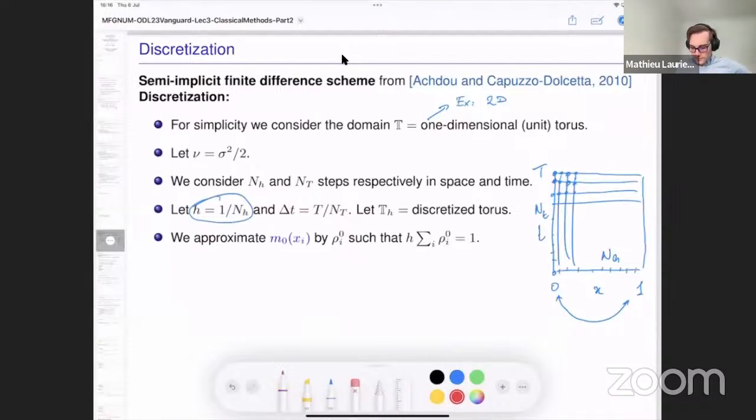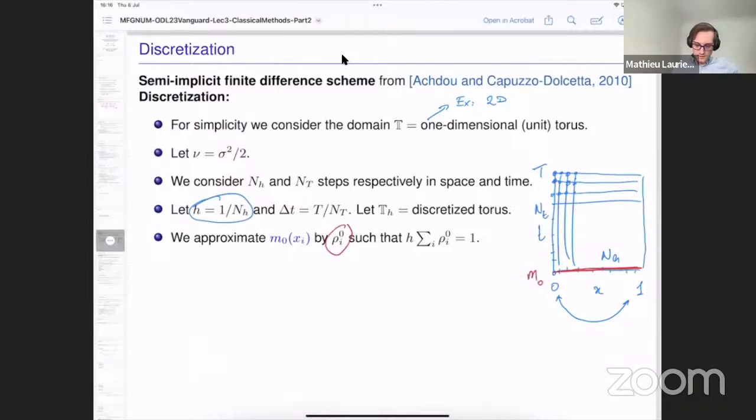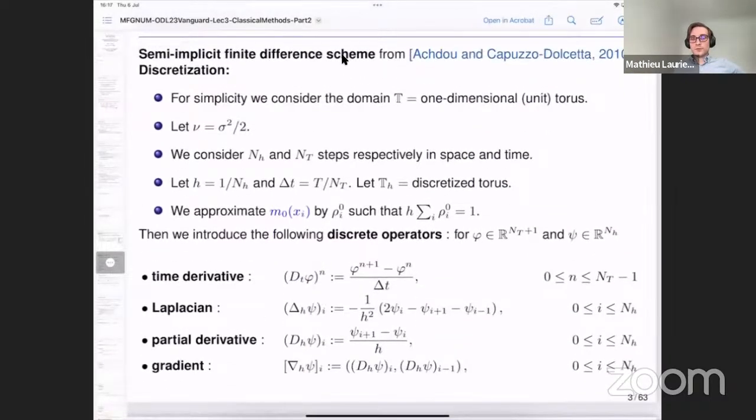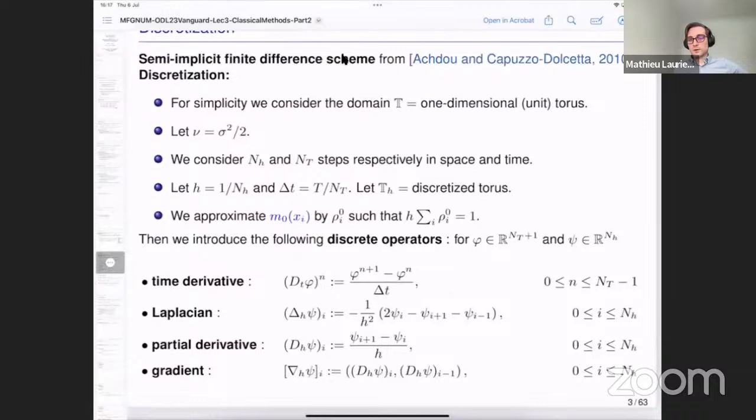Remember that at time 0, m0 is known. So here I know m0. And because we are on a grid, I will write rho 0I for I between 0 and nh. Okay, so in order to approximate the PDE, we are going to replace it by a finite difference equation.